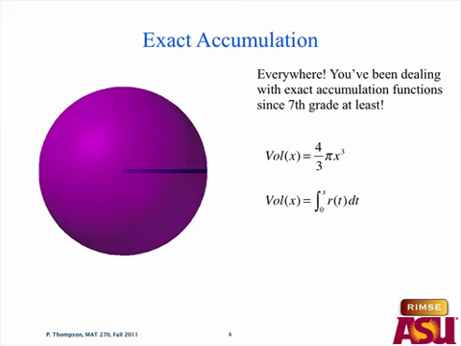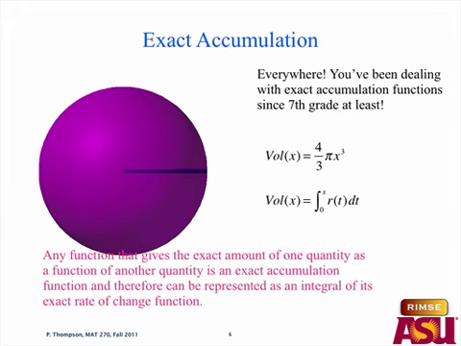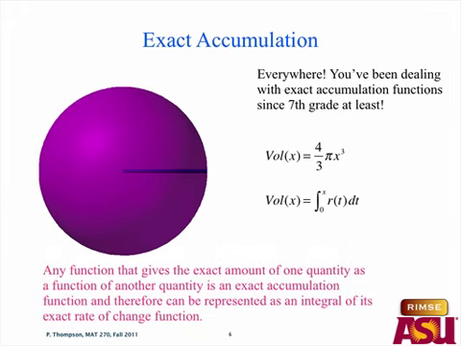So as an accumulation function, it can be written as an accumulation of some rate, or using its rate of change, right? These are the bits of volume. So any function that gives an exact amount of one quantity as a function of another is an exact accumulation function, therefore it can be represented as an integral of its exact rate of change function.